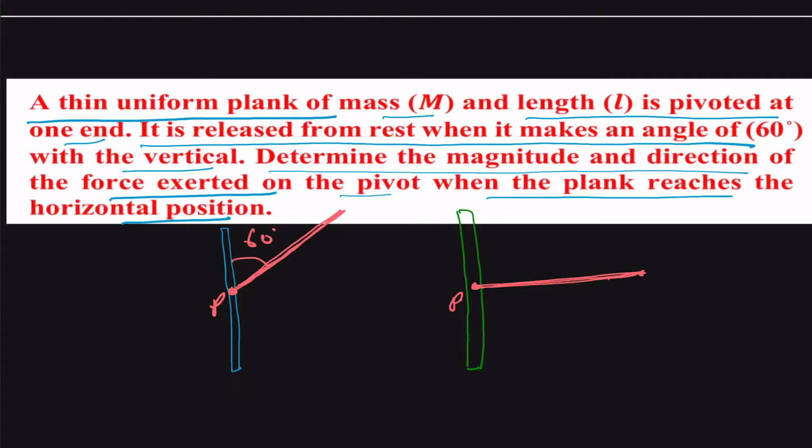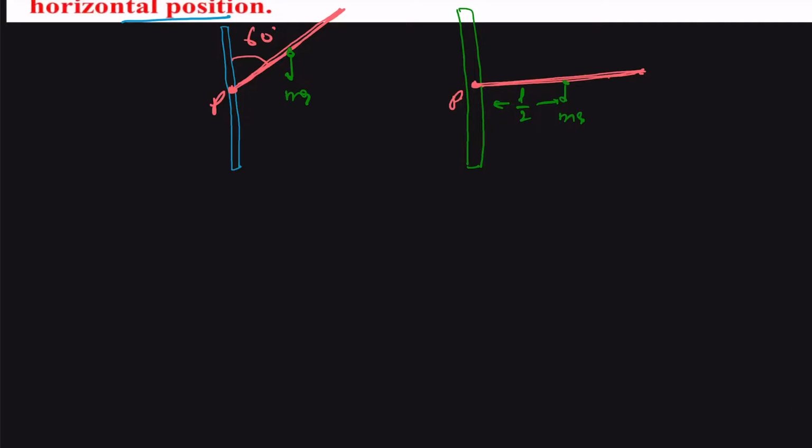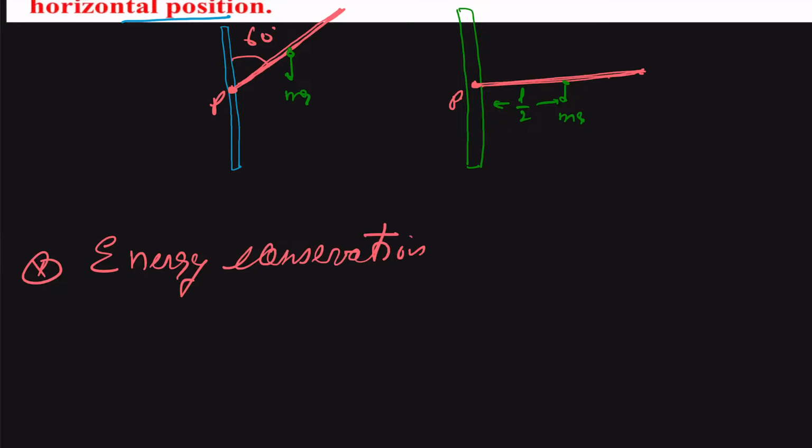There will be an mg at the center of mass here, at a distance of L by 2. So for that we are going to use energy conservation in order to find our angular speed, and then we move forward. So, conservation of energy.